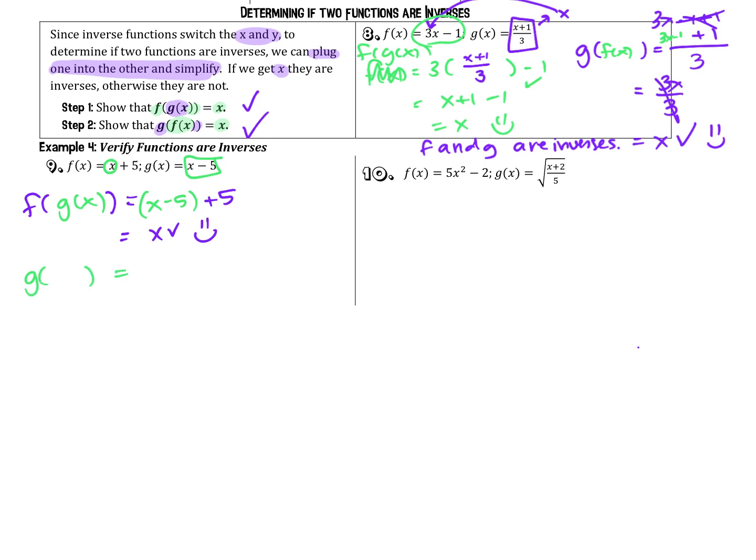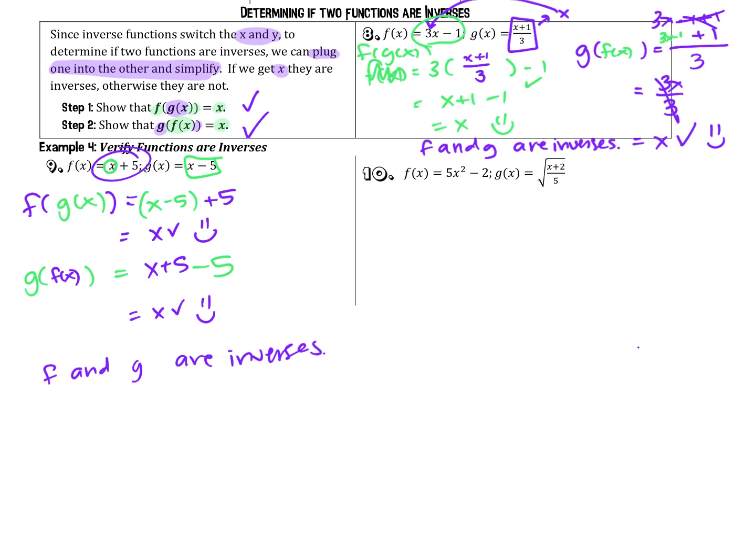Now I'm going to do the reverse of that. I'm going to take g of x, which is x minus 5, except everywhere there is an x, I'm going to replace it with f of x, x plus 5. So again, I have x plus 5 minus 5. This is going to equal x. That means that f and g are inverses.